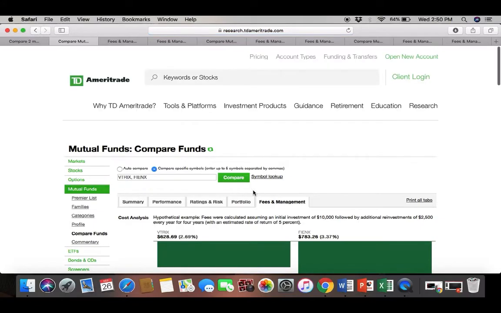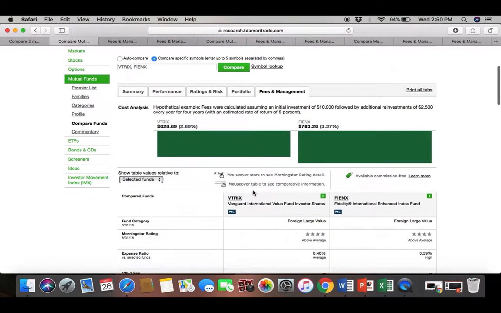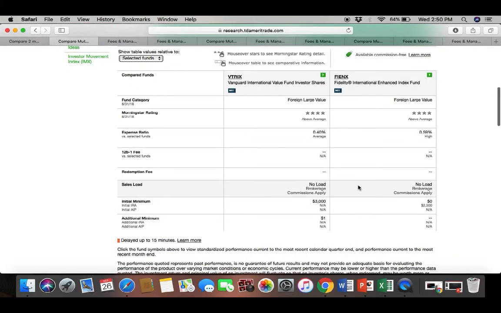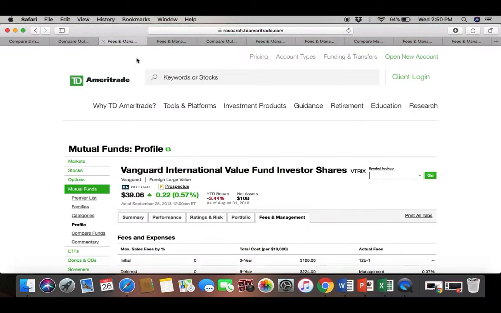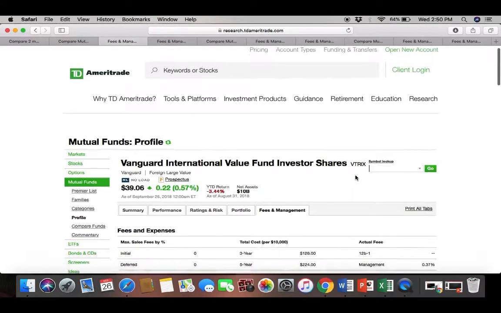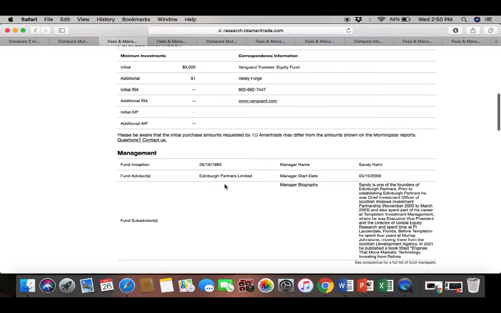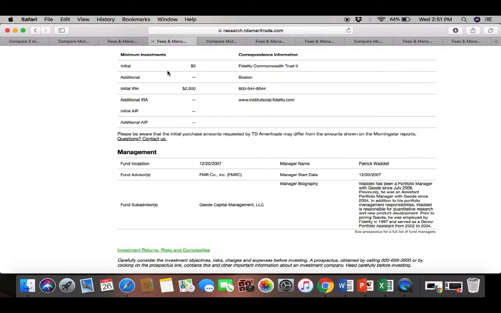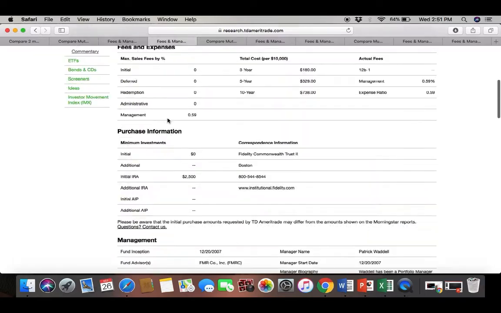Now we're going to look at the management, which is pretty important. The longer a manager has been with a fund, the more consistent things can be. Just recapping, Vanguard also has a $3,000 minimum to invest in this fund. The manager is Sandy Nairn from Edinburgh Partners Limited, and she has been the manager of this fund since about 2008, so about 10 years.